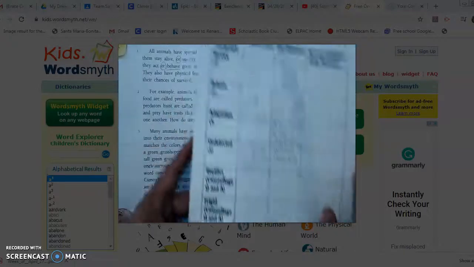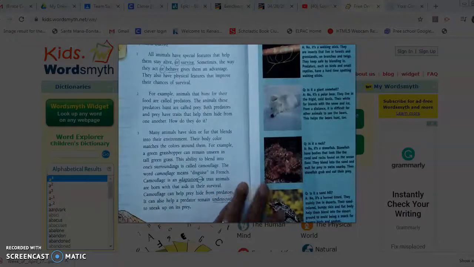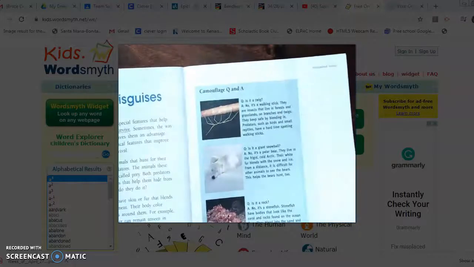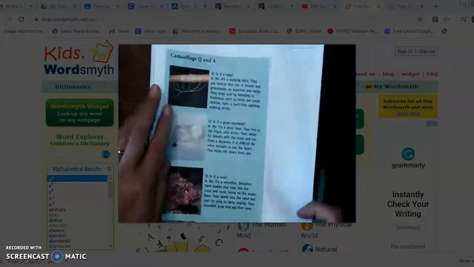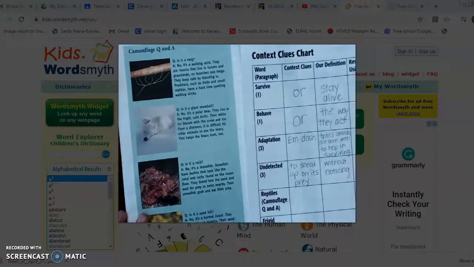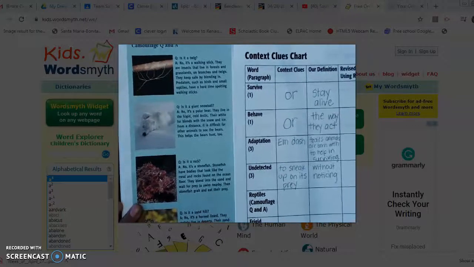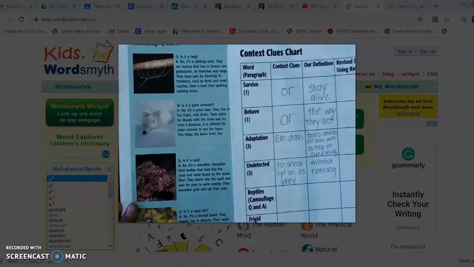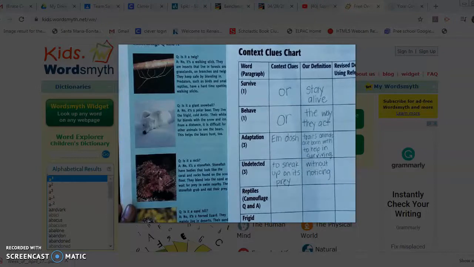So let's take a look in our animal disguises book. There it is, camouflage Q and A. So I'm going to fold this back. So all I'm looking at is just this. And I'm going to put this side by side. Once again, boys and girls, if you need to pause anywhere in this video, please do so.